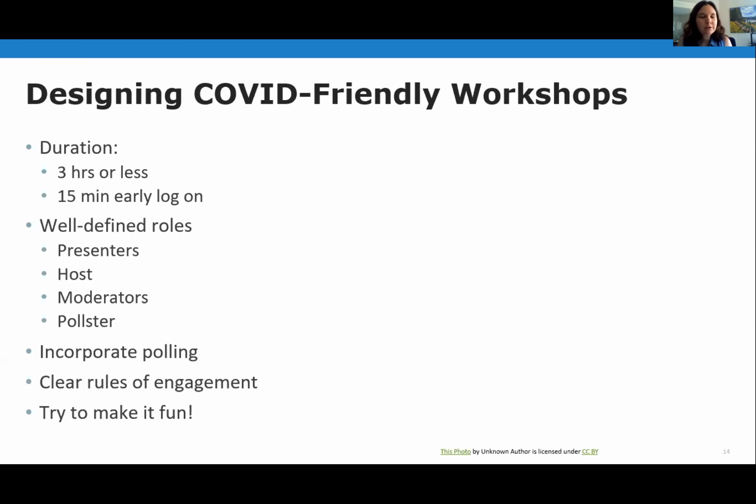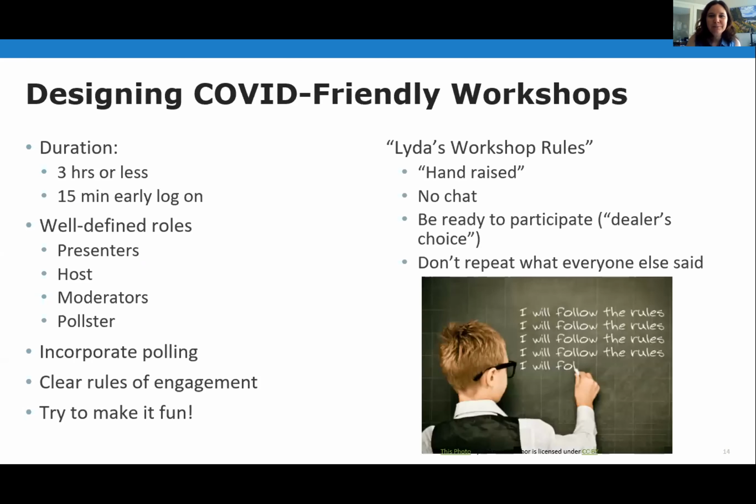Also, be sure to have clear rules of engagement. What are you expecting? How do you want people to communicate to you during the workshop? And also try to make it fun. We were kind of goofy, I think. And it made it a little lighthearted when you're getting through really deep material.